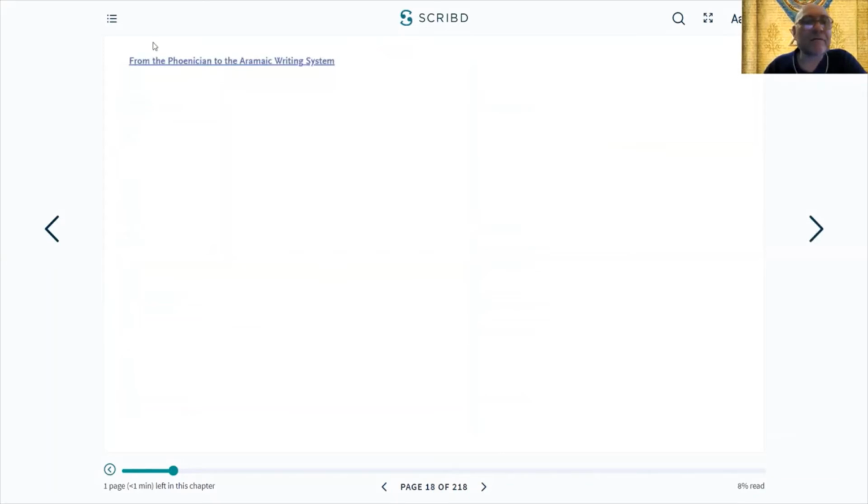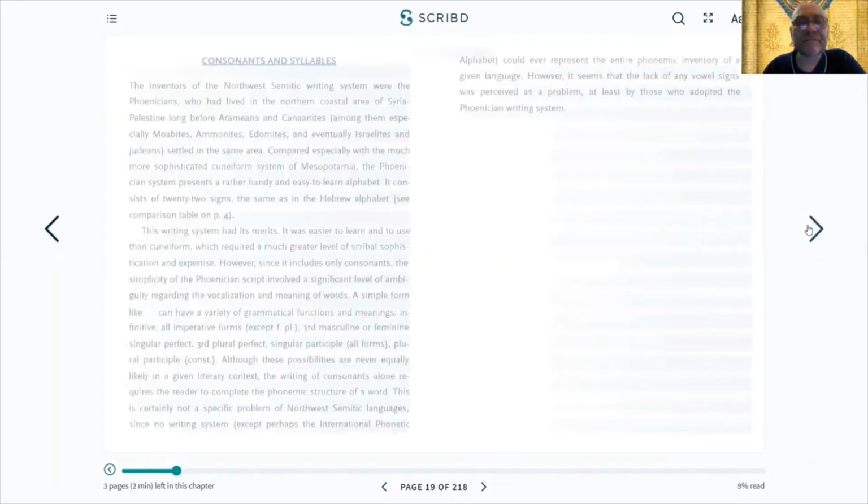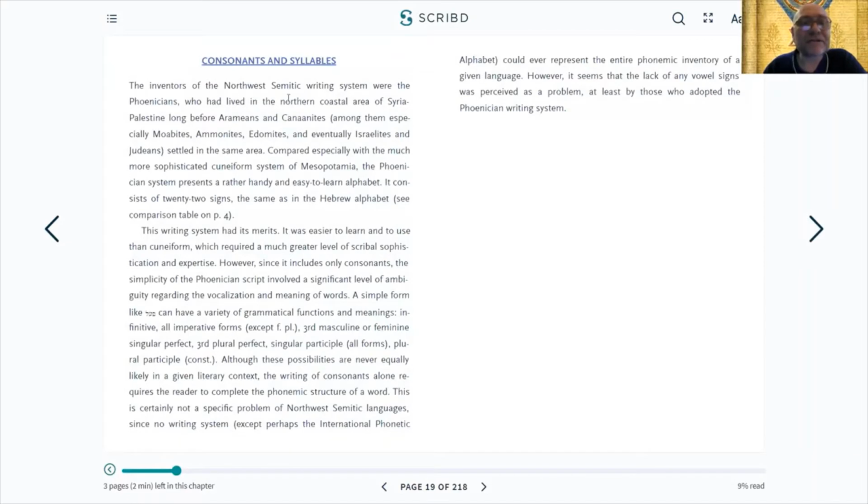Okay, carrying on from the Phoenician to the Aramaic writing system. The inventors of the Northwest Semitic writing system were the Phoenicians, who had lived in the northern coastal area of Syria, Palestine, long before Arameans and Canaanites, among them especially Moabites, Ammonites, Edomites, and eventually Israelites and Judeans settled in the same area. Compared especially with the more sophisticated cuneiform style of Mesopotamia, the Phoenician system represents a rather handy and easy to learn alphabet. It consists of 22 signs. Wow, just like Hebrew has 22 consonants, the same as in the Hebrew alphabet. See comparison table on page 4.